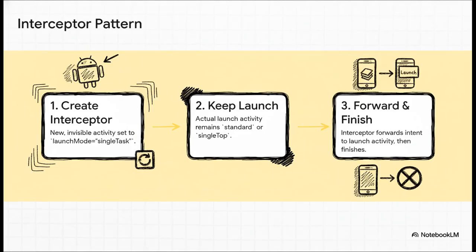First, you make this new interceptor activity and you give it the single task launch mode. This is totally safe because this activity has no UI, no state, nothing. Second, your real main activity just keeps its normal standard or single top launch mode. And third, inside the interceptor's onCreate method, you literally just grab the intent, forward it to your real activity, and then immediately call finish. It does its one job and gets out of the way.